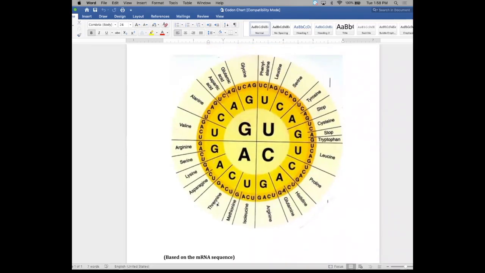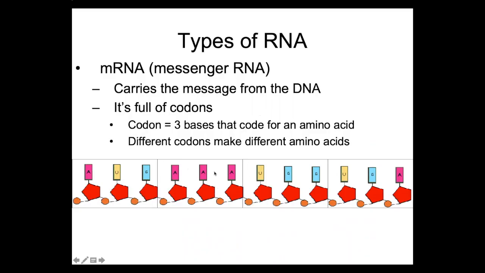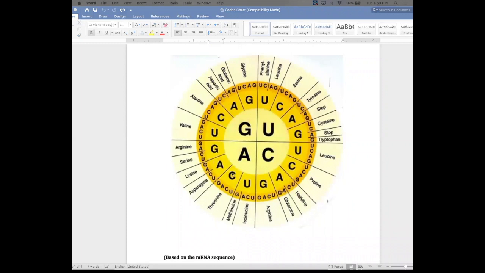So 3 bases. We'll say AUG was the first 3 letters. So we start in the middle, and then we work our way out to the amino acids. So it was AUG, so A, and then U, and then G, methionine. That's the name of an amino acid. That's your first amino acid. And then your second codon was AAA. So start in the middle, A, lysine is your second amino acid.